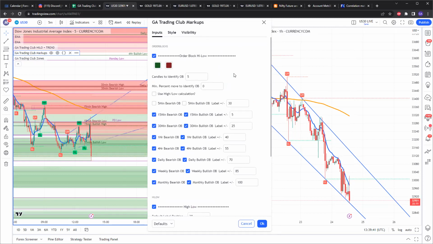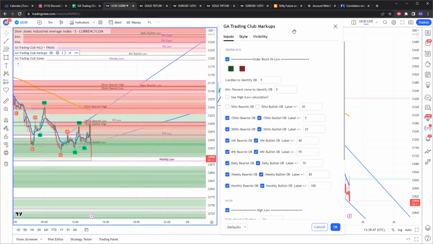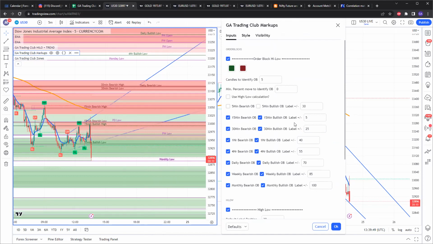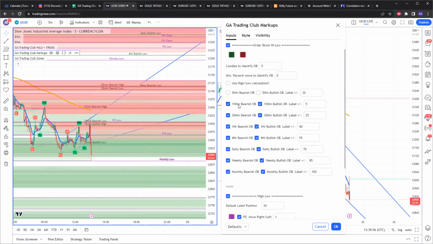you'll see there's two sections. The first section is the order block high lows. That's what I normally use, the 15-minute bearish high, like the bearish and bullish highs and lows. And you can adjust it. There's two indicators in this case built into one, right?